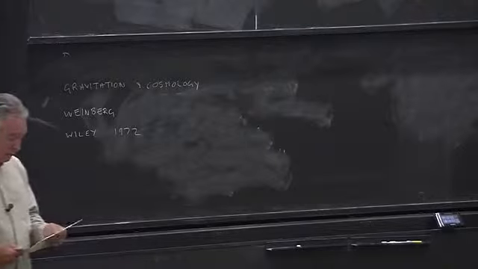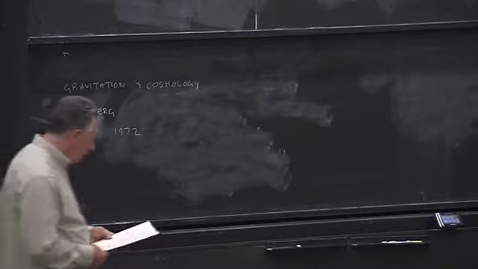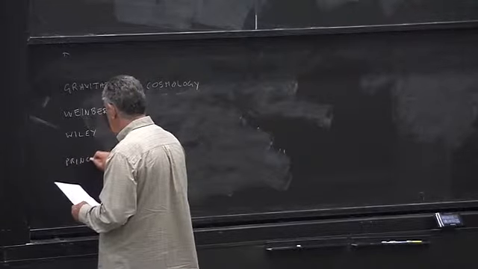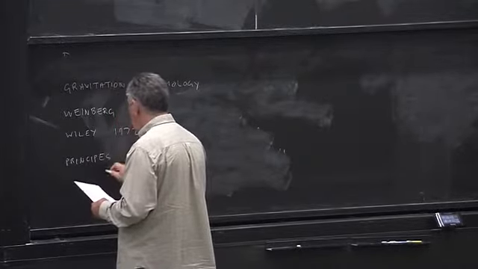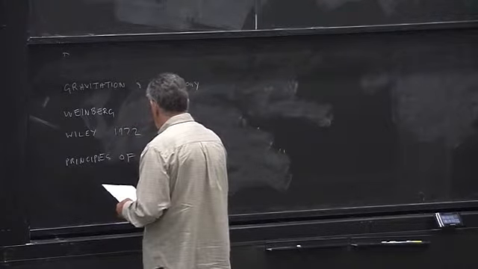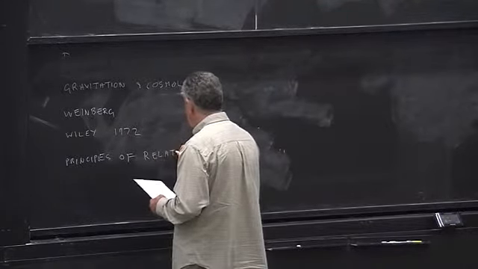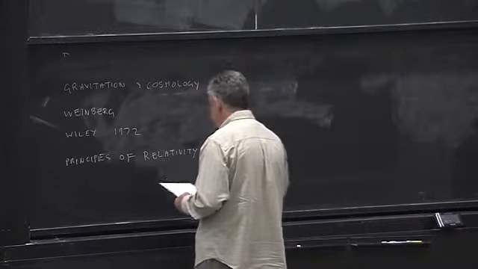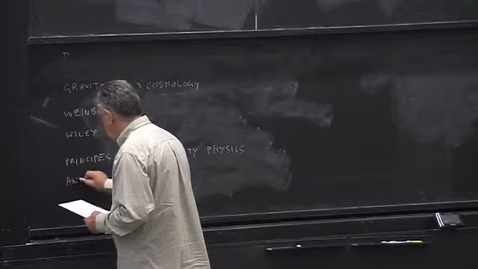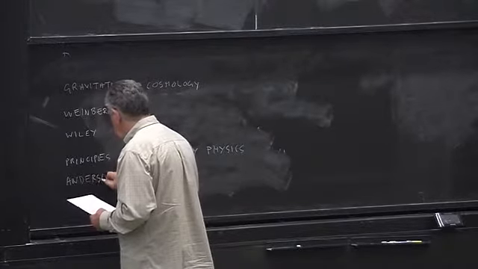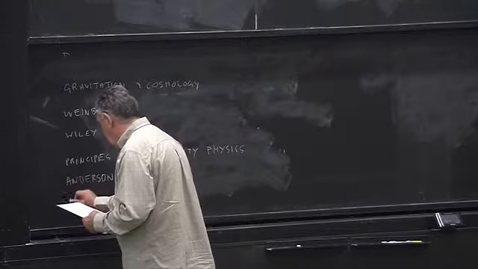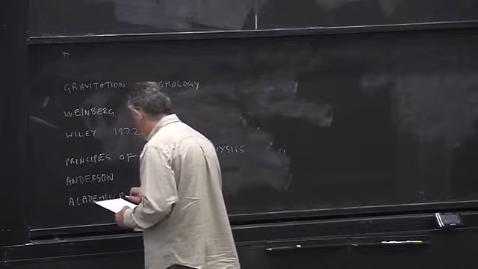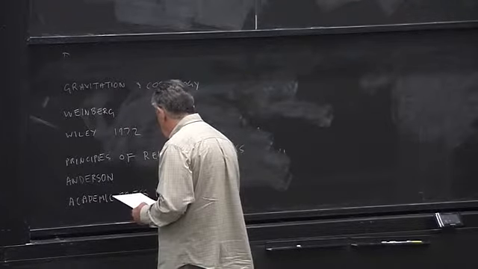Another book that I learned relativity from, which I think is a nice one, is Principles of Relativity Physics by Anderson. It's a bit old-fashioned, I suppose, now. And that's published by Academic Press, 1967.